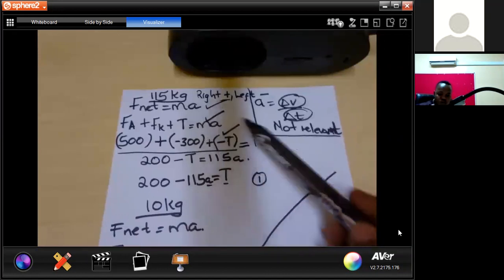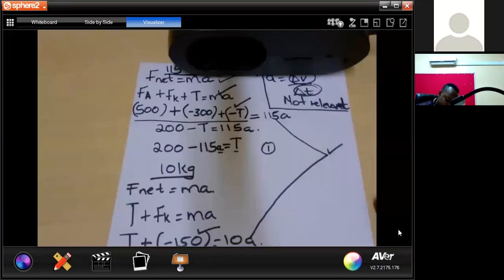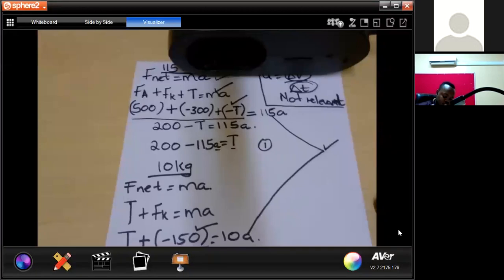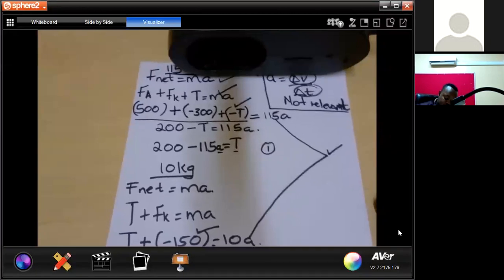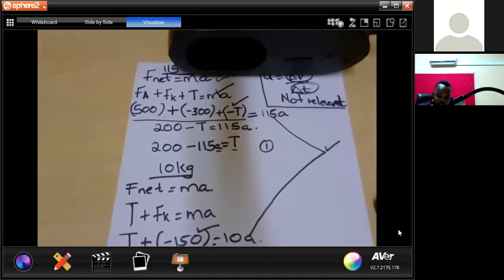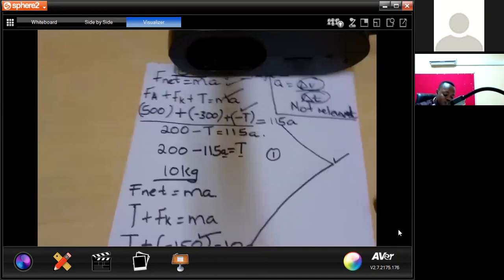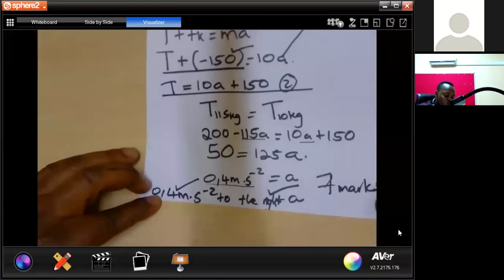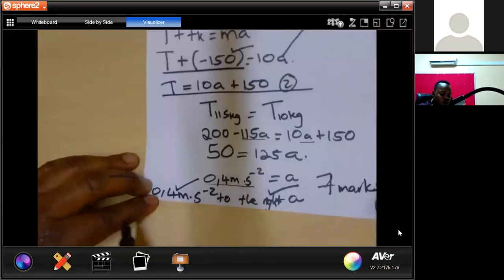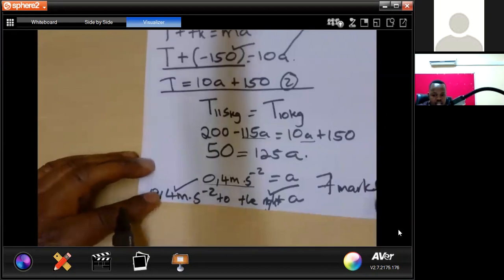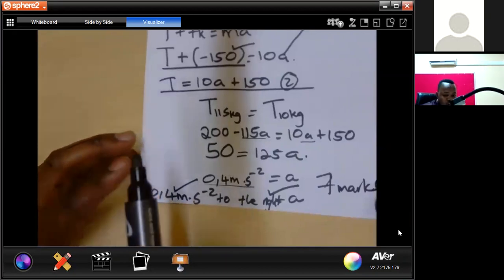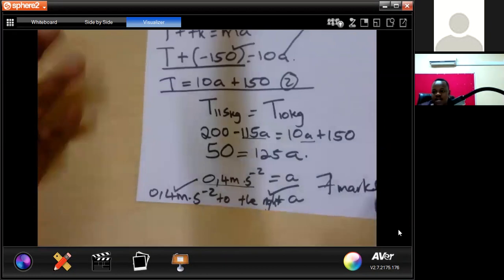The next mark will be for all your workings here, but finally for the 0.4 meters per second squared and also for to the right. And that is definitely going to give you your 7 marks altogether. So if you ended there, then you are going to get 6 out of 7 because you had not given us the direction, and that would make you actually lose your chances of getting a distinction.